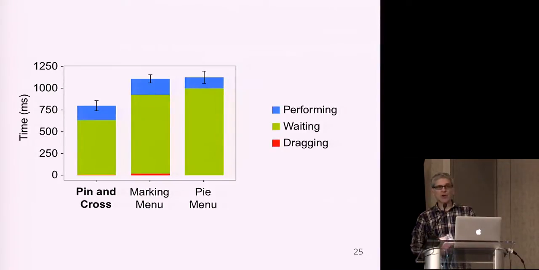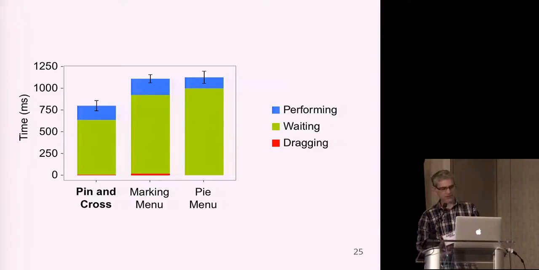We can look a bit more closely at where that time is spent. The performing time is the time to actually do the crossing action in the case of pin and cross. For the marking menu, it's the time to make the stroke. And for the pie menu, it's the time to press and release the pie slice that you want to select. This awkwardly named waiting period, the green period, is different for each of these cases. For pin and cross, it's the time from the moment that you first select the pin target until you begin making the crossing action. For the marking menu, it's the time to select the target, but also there's this 1/3 of a second timeout hidden in there. And the pie menu also has this 1/3 of a second timeout hidden in there, and then the time to position the other finger on top of the pie target.